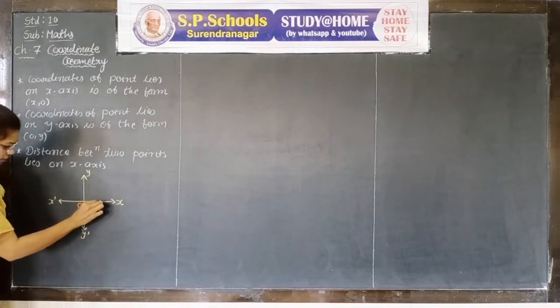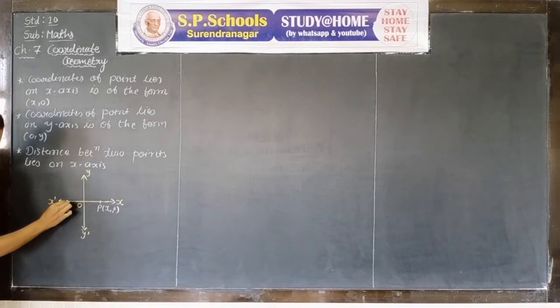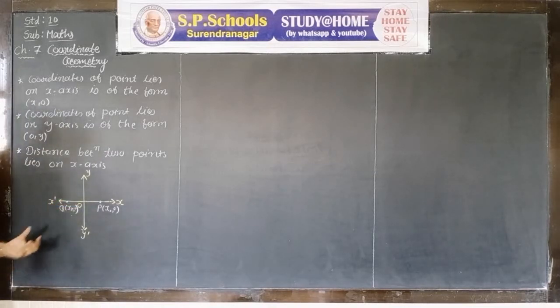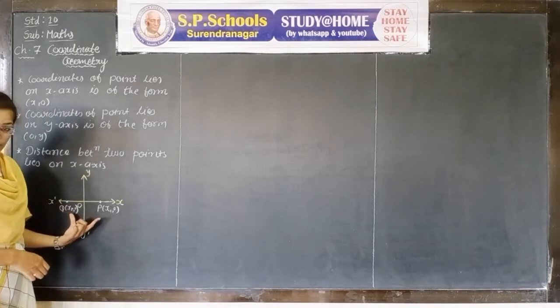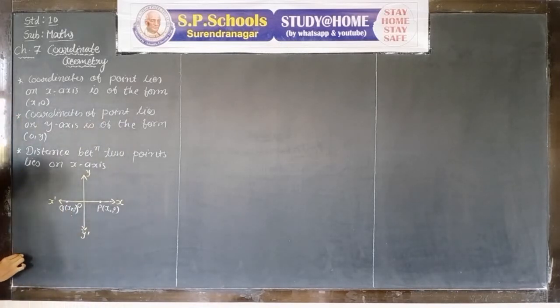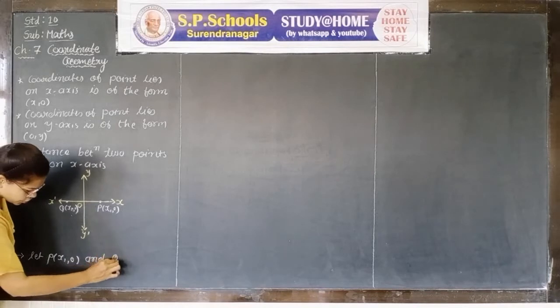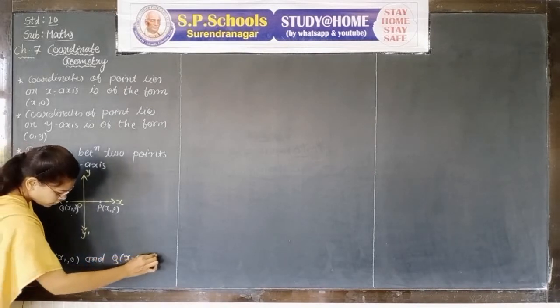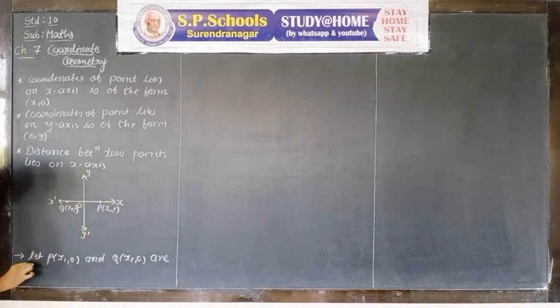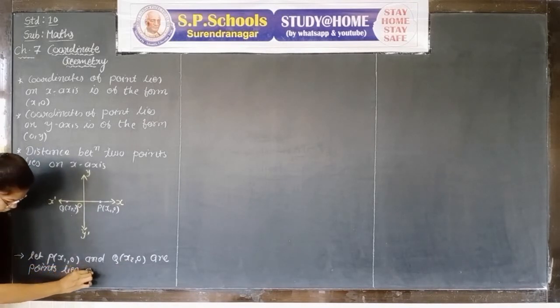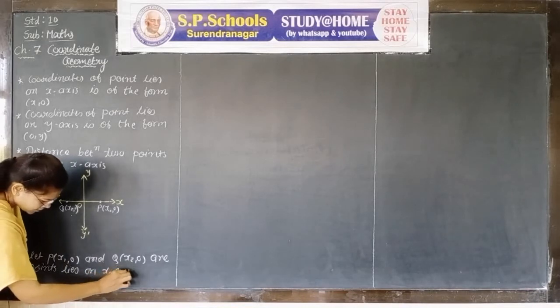Let 2 points lie on the x-axis. Suppose P (x1, 0) and Q (x2, 0). The distance between 2 points P and Q is denoted by PQ. Let P (x1, 0) and Q (x2, 0) be points lying on the x-axis.